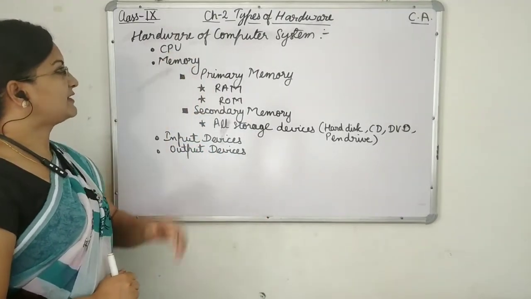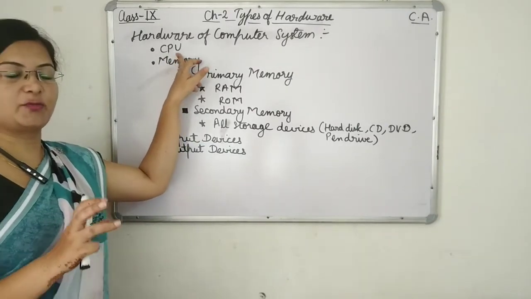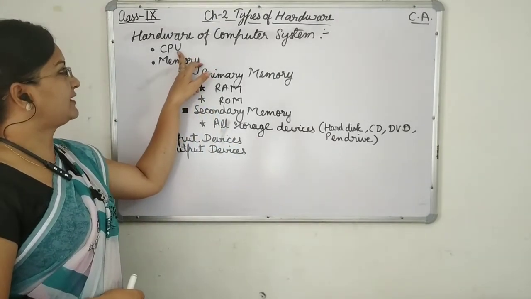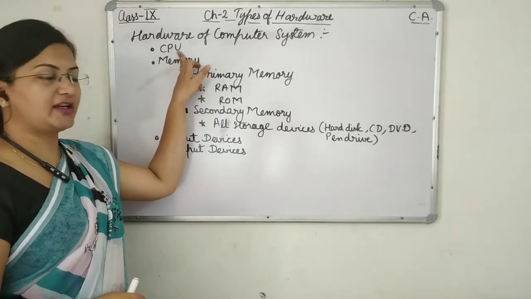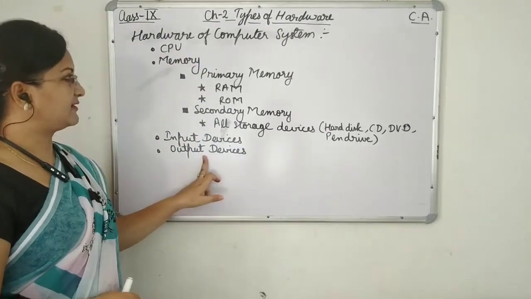First of all, CPU means central processing unit. It is responsible for processing the data. Whatever data is inserted into the CPU is done with the help of input devices, and the result we can see on output devices.